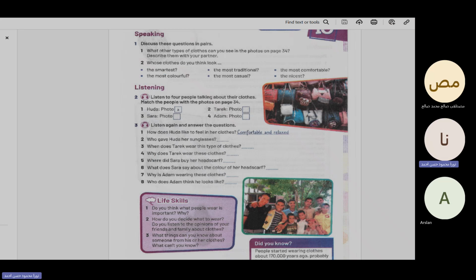So far, so good. Okay, now it's the post listening questions. Remember when we read about Tariq and Sarah and Adam and Hoda? Okay, they said certain information about themselves. Okay, I will read them for you again, but before listening to them, I want you to read the questions from 1 to 8 because while you are listening, I want you to find the answers for these questions. Okay, read these questions here.